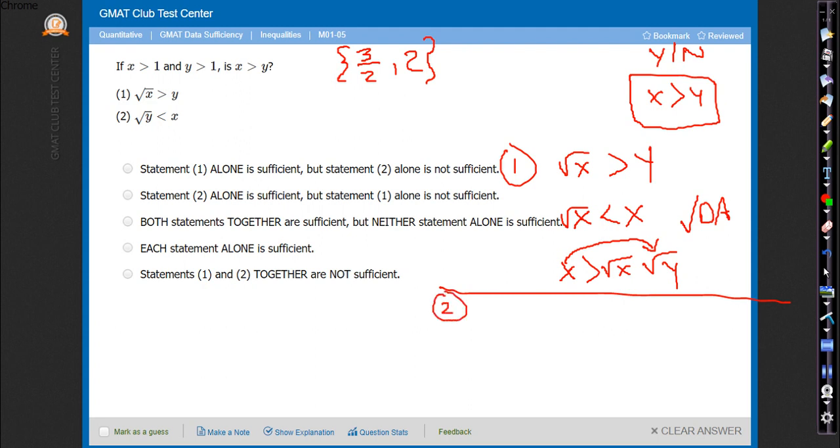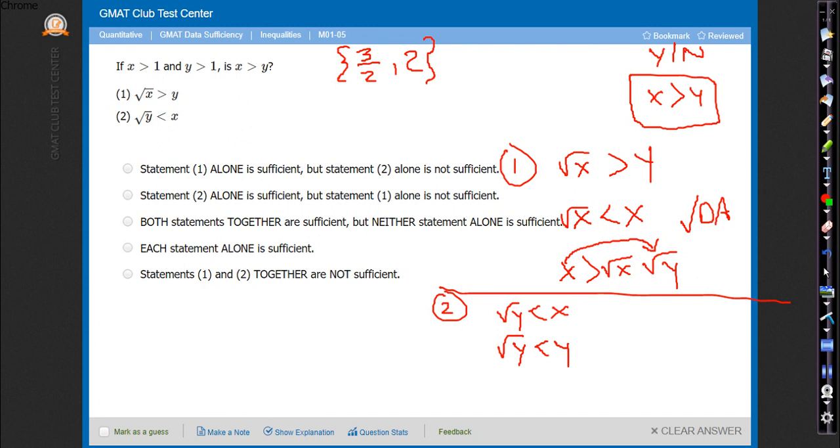Right? Statement 2 says square root of y is less than x. So we could determine the relationship between square root of y and y, right? Square root of y is going to be less than y. So now we have a problem, because now we don't know both: square root of y is less than x and it's also less than y. But we don't know if x is less than or greater than y.